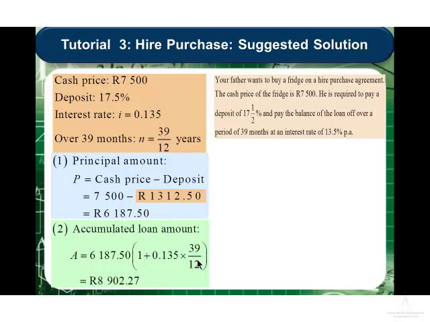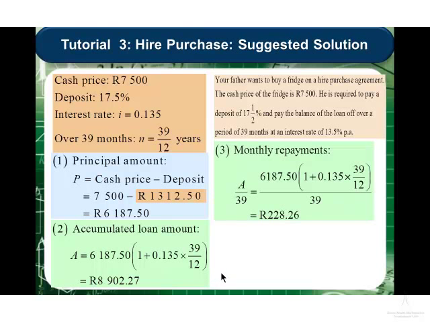Simple interest growth formula that applies in this case, and if you substitute the values as indicated, you should get, with your calculator of course, the amount of 8,902 Rand and 27 cents. That will be the accumulated loan amount.